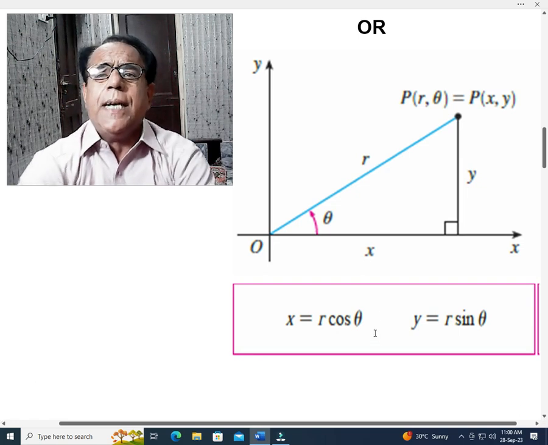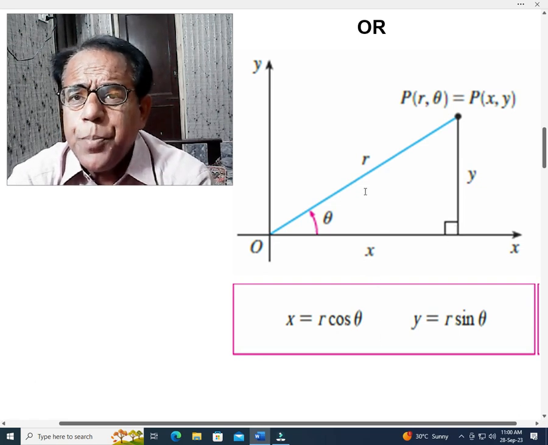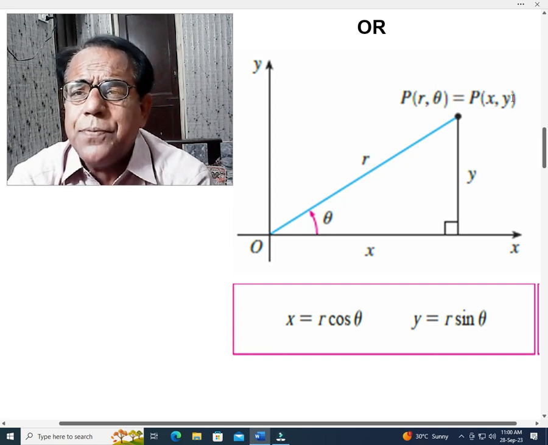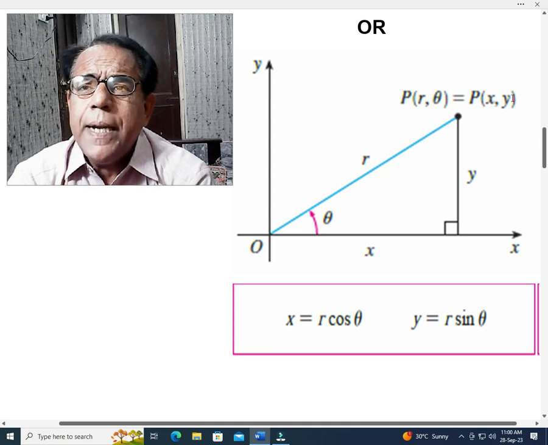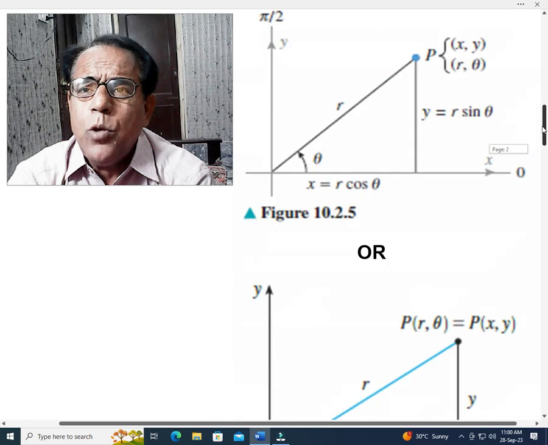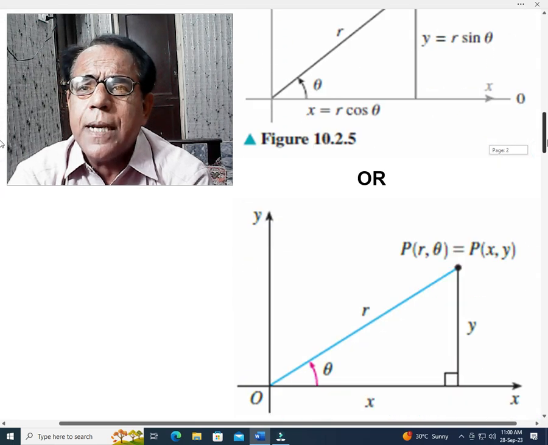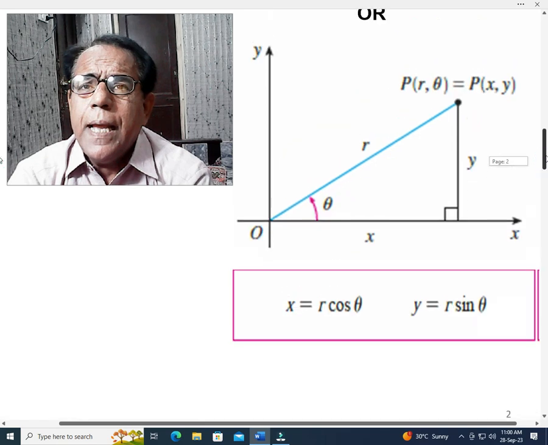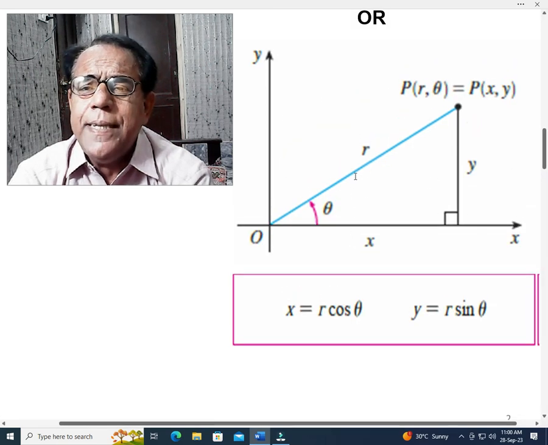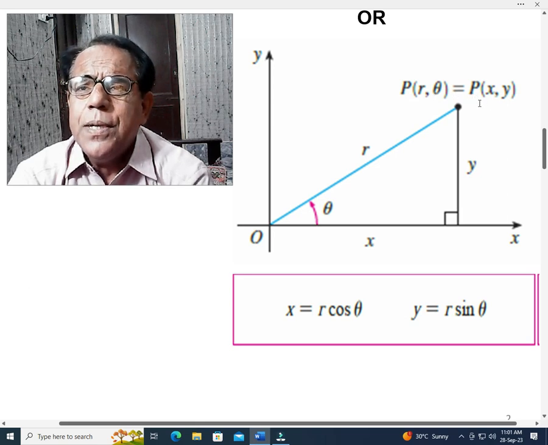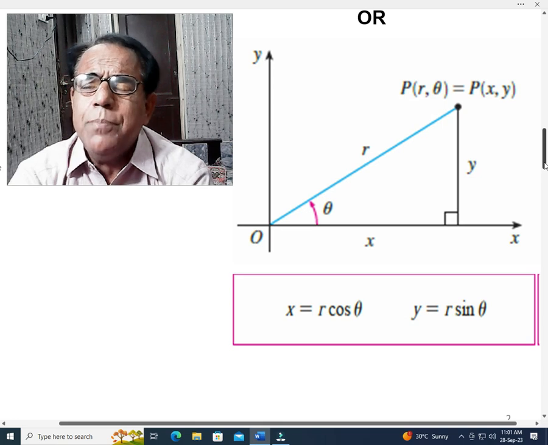Point P with r theta equal to P with x y. Polar and rectangular components: one of these is named polar coordinates and the other rectangular coordinates. X axis, y axis, vector r making an angle theta. Point P has coordinates x y or r theta. At one time we will consider either of these two in terms of the other, because we are dealing with the relationship between polar and rectangular coordinates.